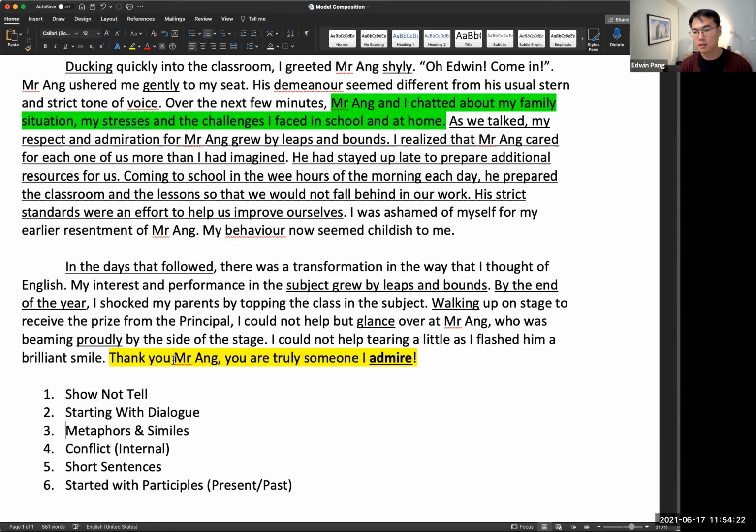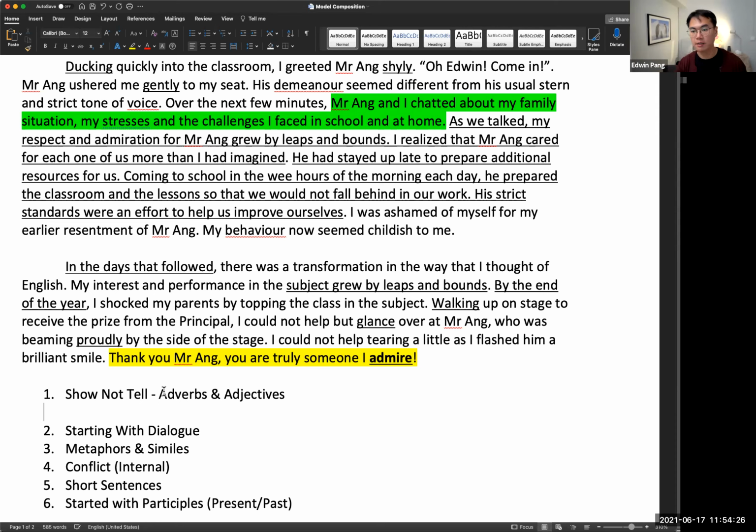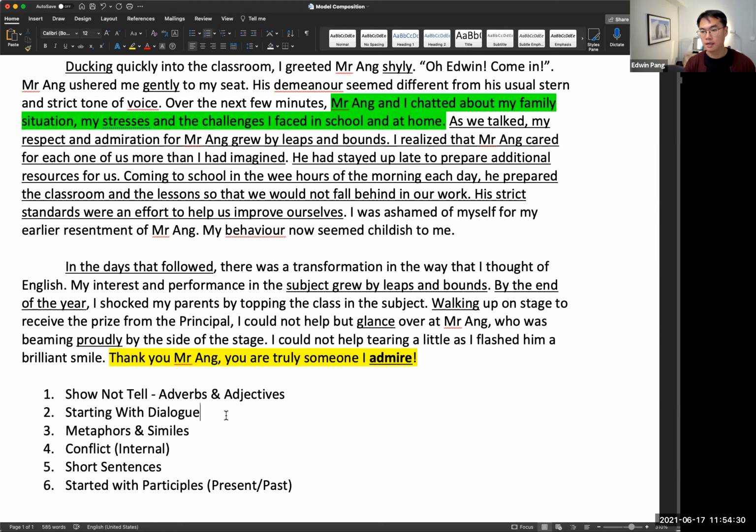Yeah, so actually this comes under this. Show, not tell, I use adjectives and adverbs, right? Okay, then I've used starting with a dialogue to start. And then I also had a setting where I introduced my characters. Okay, right. And then, of course, all these other things, right?